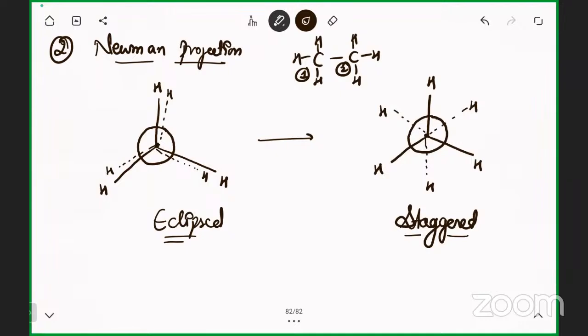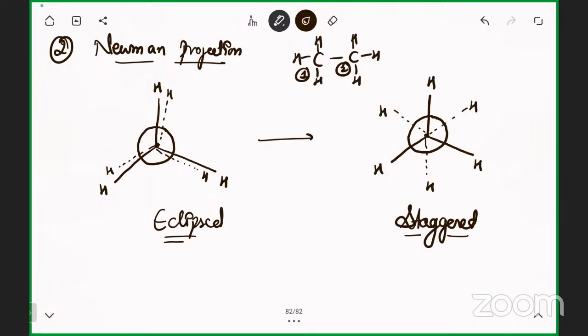Yes, sir. The first carbon is shown by a point, a dot, and our back carbon is shown by a circle. Okay, so I think you know this much now.